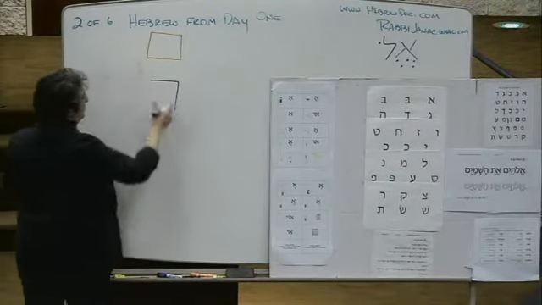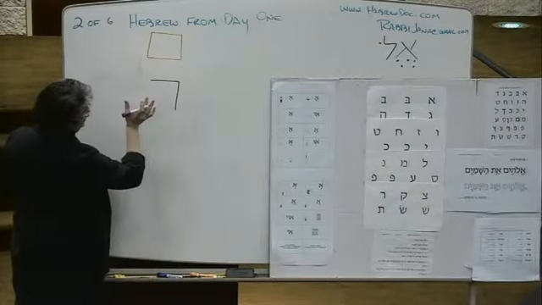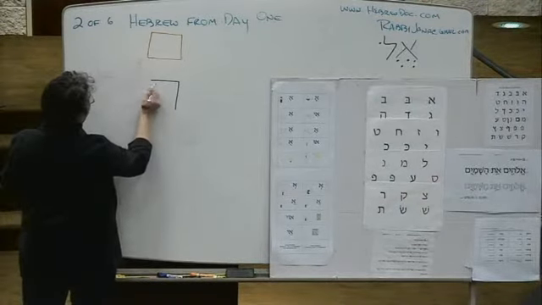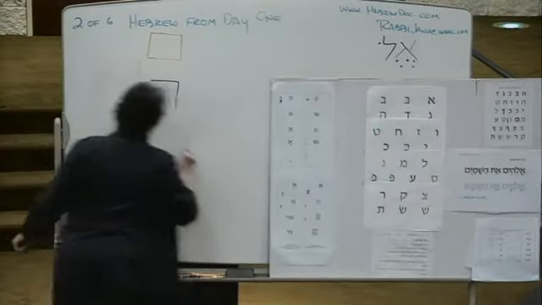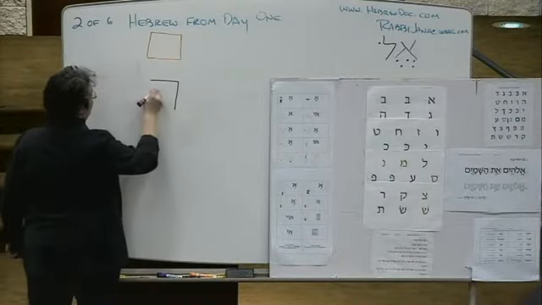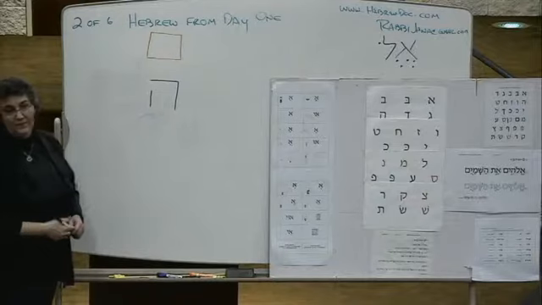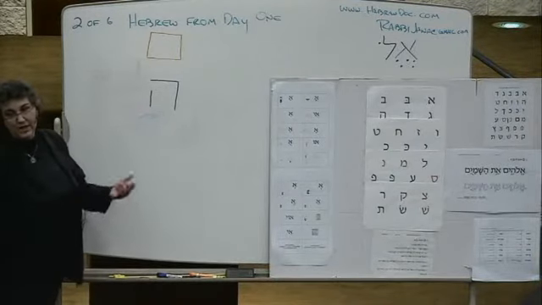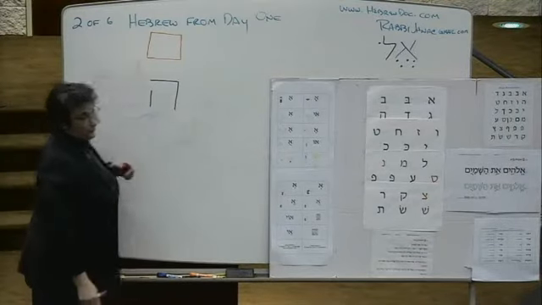You're going to start almost like you did with the bet, almost like you did with the resh, except it's often square. But then over here, instead of attaching it at the top like we did with the tav, I'm going to leave a hole here, and I'm going to leave this hanging. So I say there's a hole here, and it's hanging. So it sounds like, it's kind of an H. Huh. So at the end of a word, it's going to be silent.